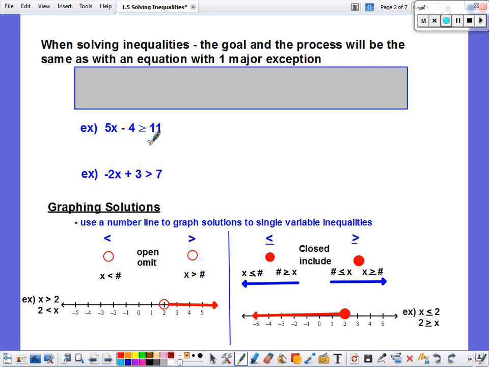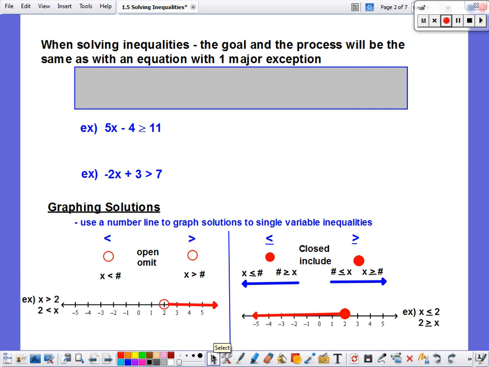11.5, 13, 100, a billion. We can keep going forever. That's why there's an infinite or an interval number of solutions for x, because we're not looking for what equals 11. It could be, but we want to also look for what's greater than. The process of solving this is pretty much exactly the same as solving it as the equation.